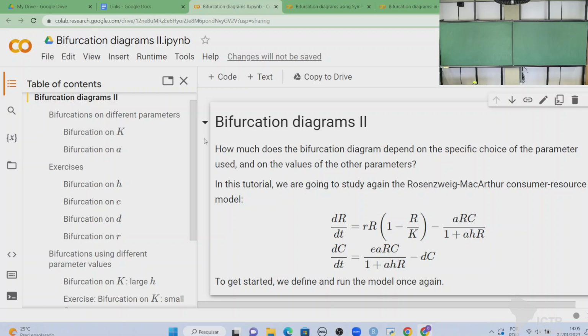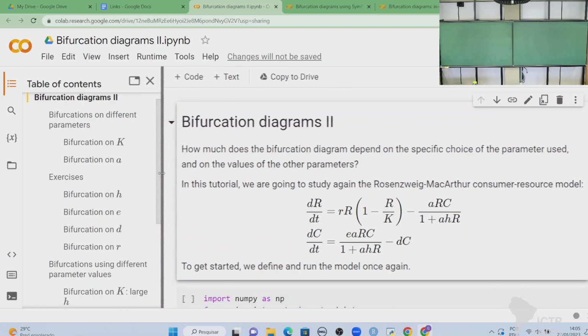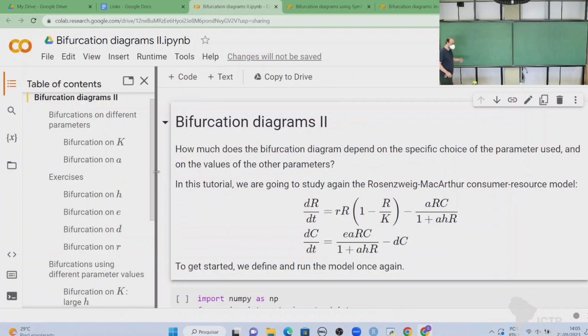So the question that we are interested in answering today is the following, okay? You have a system that you more or less know something about, right? So for instance, we are going back to our Rosenzweig-McArthur model. I'm not sure if you are already tired, bored by it, because we have analyzed it so much already.